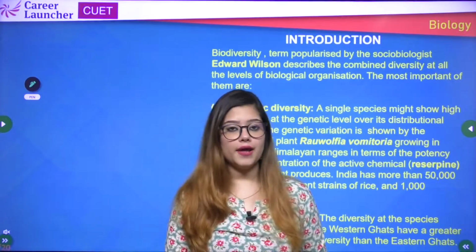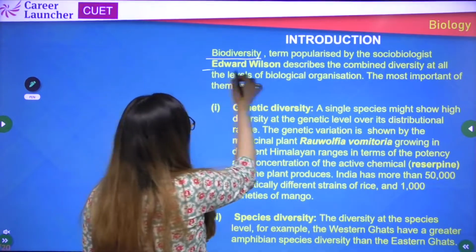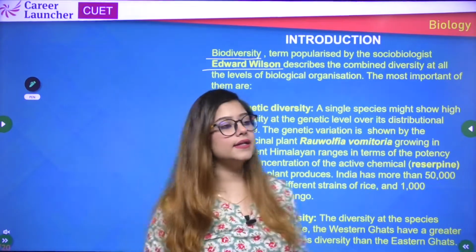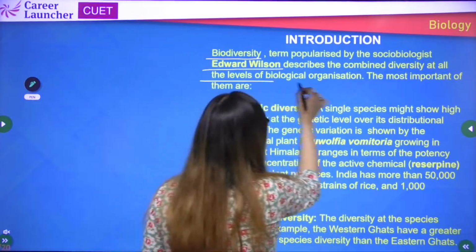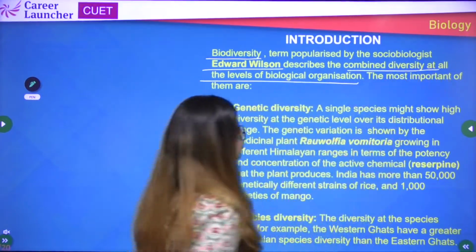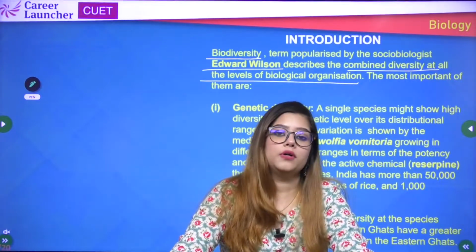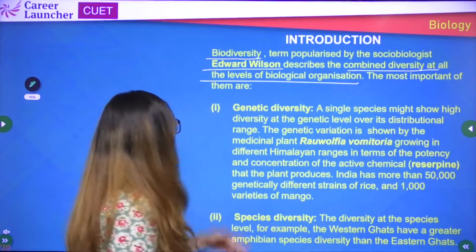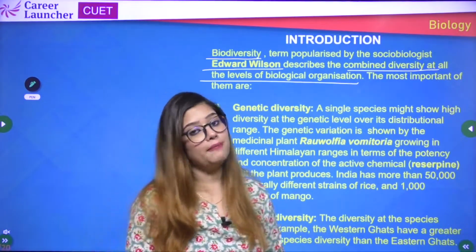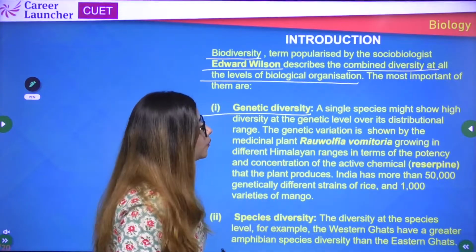Starting with the introduction, the term biodiversity was popularized by Edward Wilson, and it basically describes the combined diversity at all the levels of biological organization, right? So the whole combined diversity that is present at all the levels of biological organization, that is referred to as biodiversity. The three main important aspects of biodiversity are as follows. First one is genetic diversity.